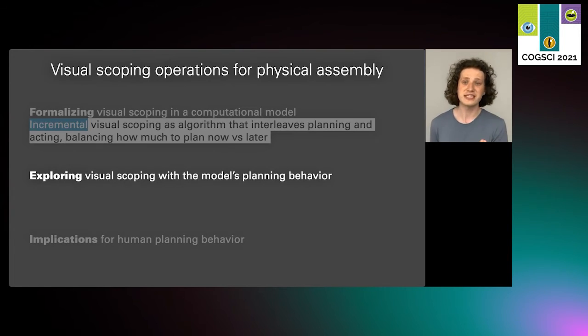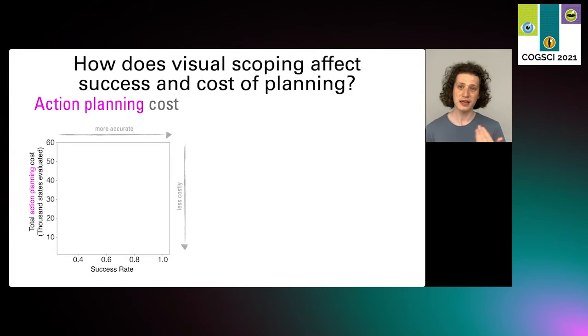To investigate these questions, we ran a series of simulations using these models in the block construction task. First, how does visual scoping change the action planning cost and success of planning? In other words, what is the speed accuracy trade-off of these three planners? Here, the x-axis means success, the rate at which target structures can be perfectly reconstructed by the planner. On the y-axis, you see average action planning cost, and this is measured in how many nodes of the graph did the planner search over before it found a solution.